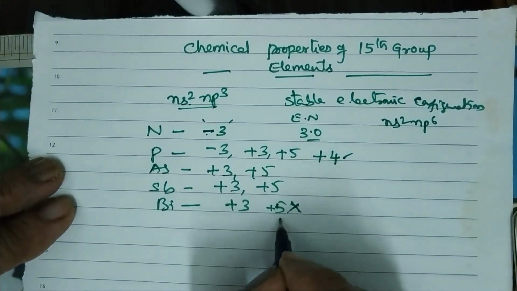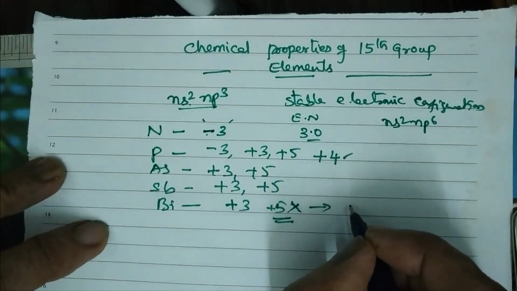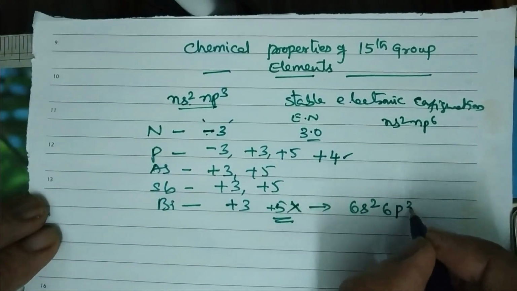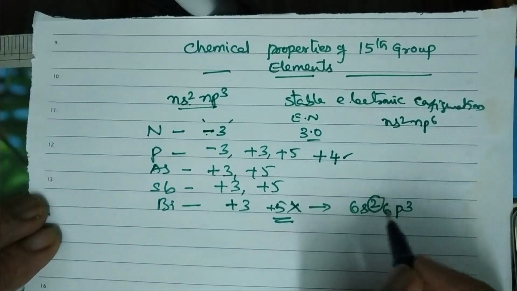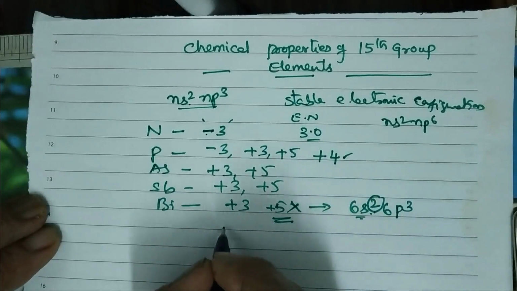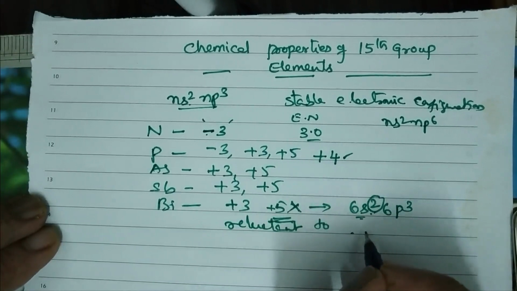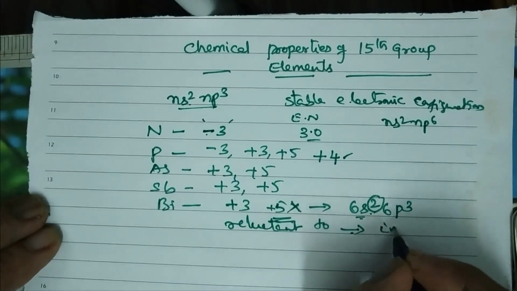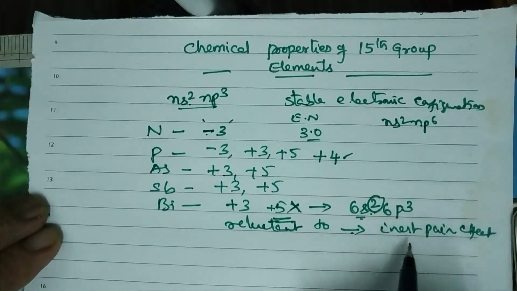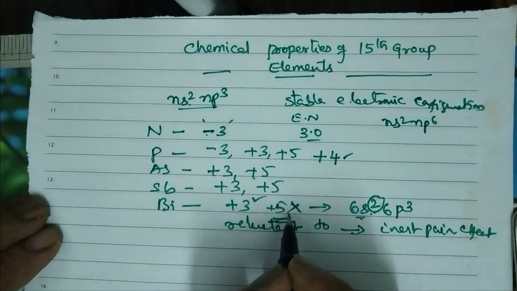Why does bismuth not show the +5 oxidation state? We will go to the configuration. The outermost electronic configuration of bismuth is 6s2 6p3, where 2 paired electrons are present in the 6s orbital. These paired electrons are reluctant to participate in chemical bonding. This effect is called the inert pair effect. Due to this inert pair effect, bismuth shows only the +3 oxidation state but not +5.